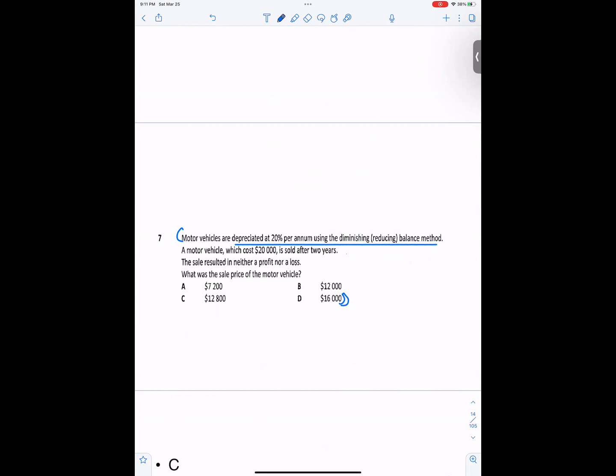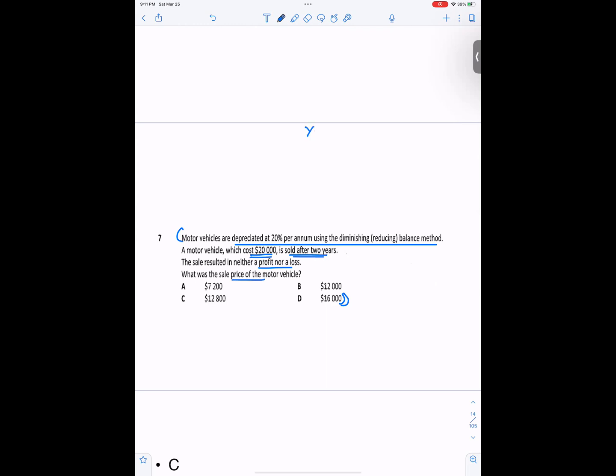Motor vehicle is depreciated at 20% per annum using which method? A reducing balance method. A motor vehicle which costs 20,000 is sold after 2 years. Net book value. Sale resulted in neither profit nor loss. What is the sale price?